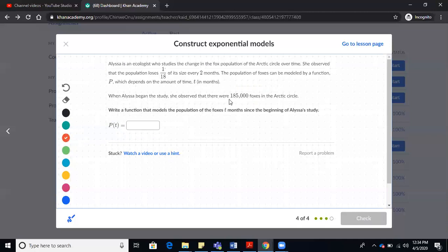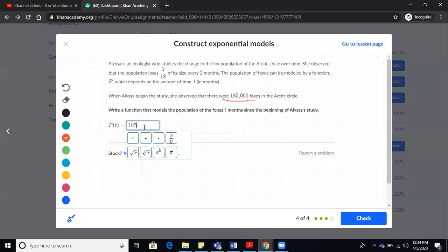It tells me I initially started with 185 thousand. Don't put any commas. It's important you just put that number. 185,000 foxes, and I'm losing 1/18. So what I would do is subtract 1/18 from 1. So 1 minus 1 over 18 will be the same thing as 18 over 18 minus 1 over 18, which leaves me with 17 over 18, okay?